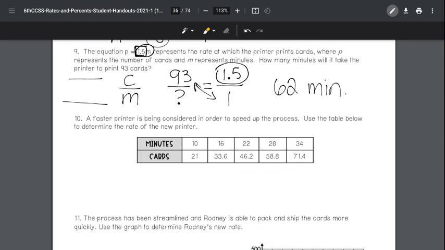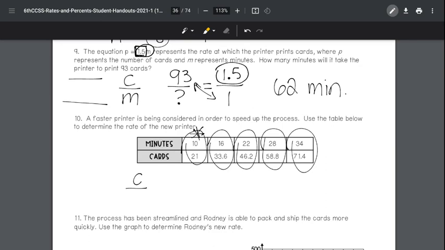Number 10, a faster printer is being considered in order to speed up the process. Use the table below to determine the rate of the new printer. Alright, so you were taught to pick a certain area in a table. It doesn't matter as long as you pick within the circle. Okay, so we're just going to take one of these circles. I'm going to pick the smallest numbers because they're usually easier to work with.